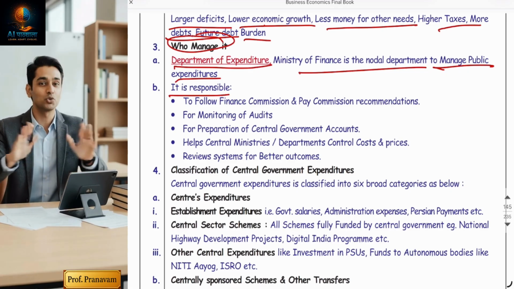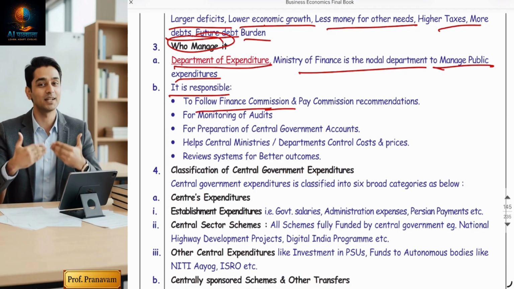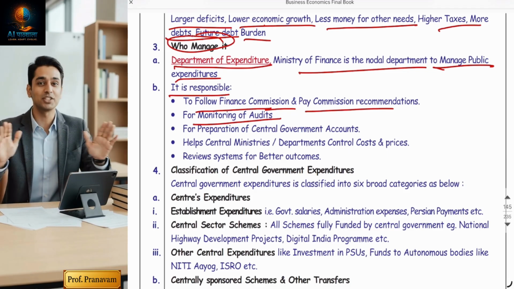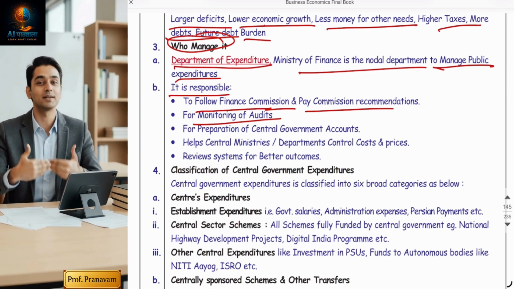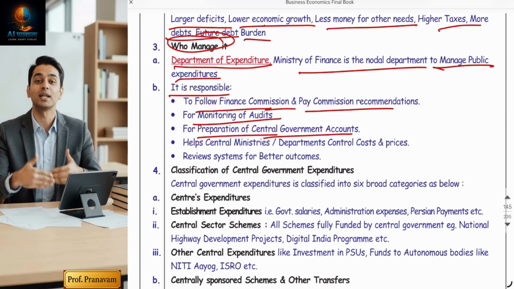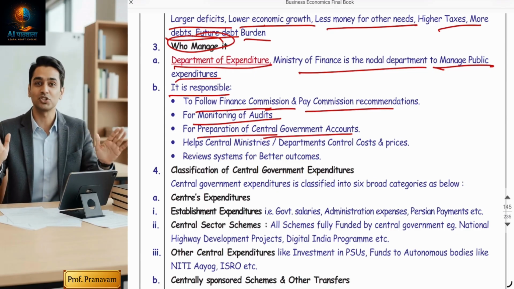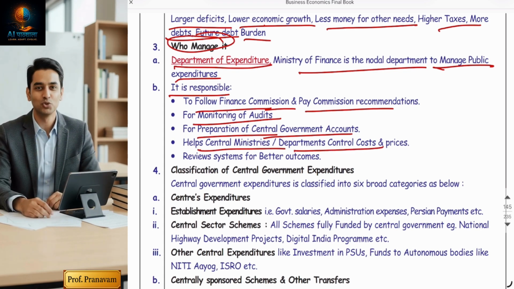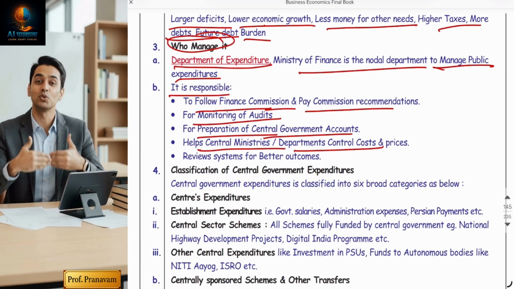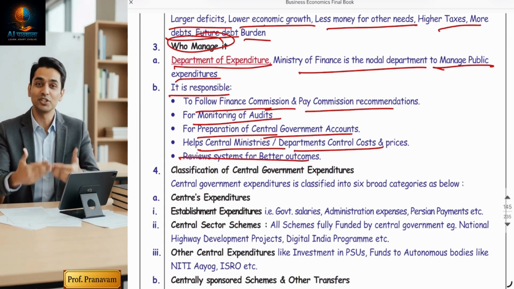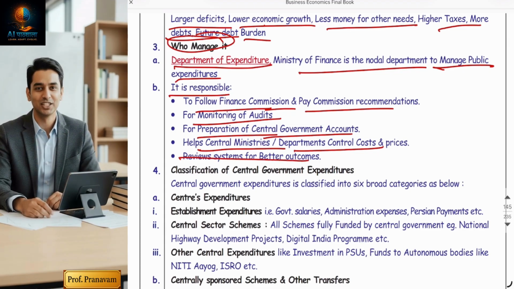Friends, it's very simple. The Department of Expenditure has to follow Finance Commission and Pay Commission recommendations, and monitor the audits, whether money is spent as per the planning or not. Money should not be wasted. It also prepares central government accounts, helps central ministries and departments control costs and prices, and always does the analysis, sends reports, and reviews systems for better outcomes. Huge responsibilities there for the Department of Finance.